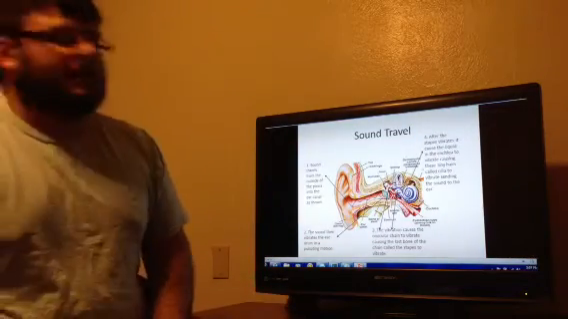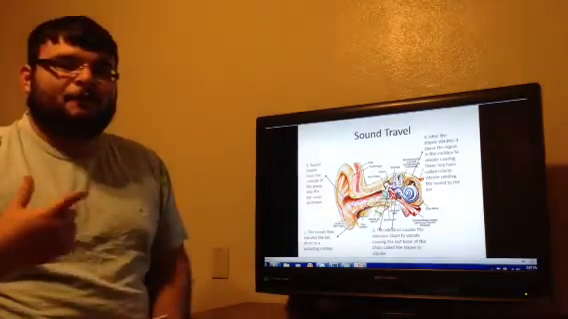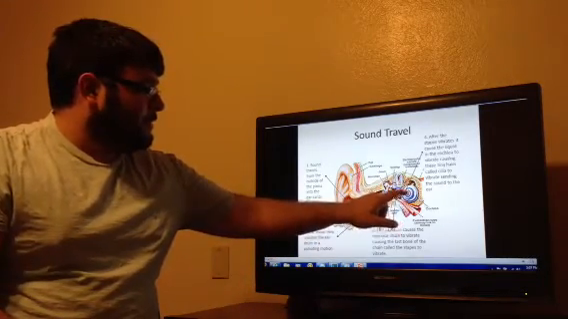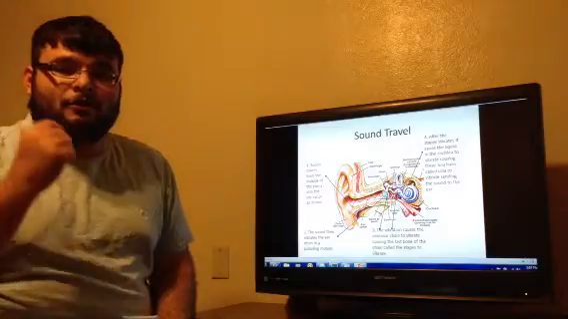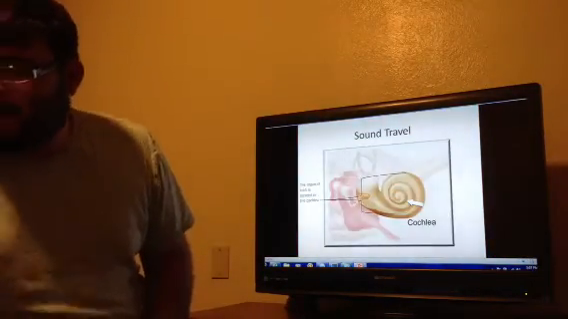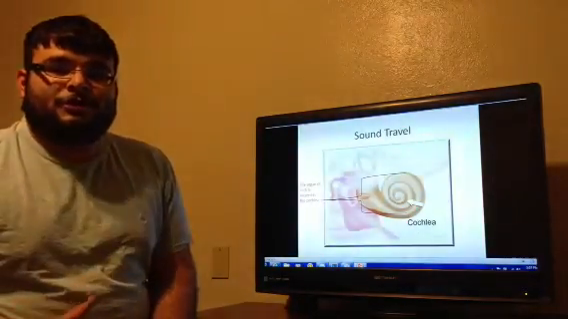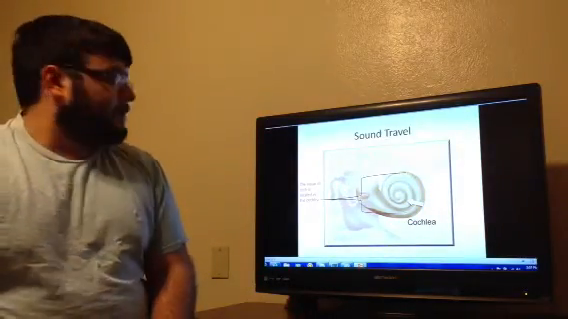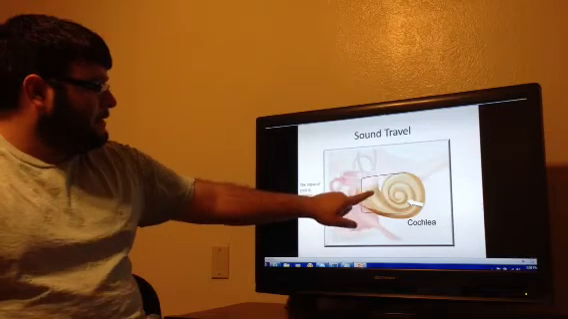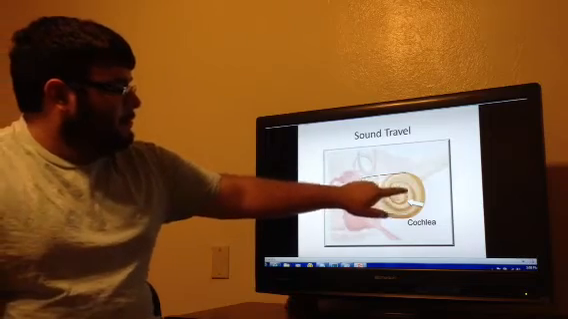At the beginning of the cochlea, about right here, is where we hear our higher frequency sounds. Towards the inner area of the cochlea is where we are going to hear our lower frequency sounds. To hear these sounds, though, we have a very important structure inside the cochlea. This is going to be called the organ of Corti. It starts in this area here, and it goes all the way around the spiral-shaped cochlea.